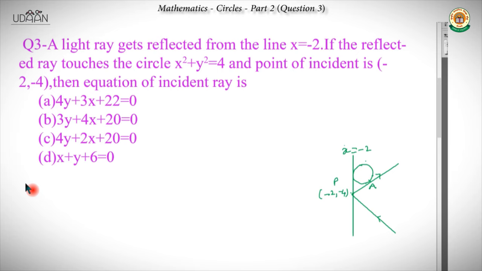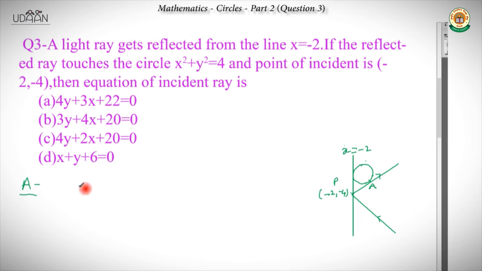See, first we'll see the diagram, like how the ray comes and how it gets reflected. So this is the incident ray, it gets reflected at the point (-2, -4), right, and while it is going, it touches the circle x square plus y square equals 4. So we'll start from the reflected ray. Since we know that the reflected ray is a tangent of the circle x square plus y square equals 4, right.